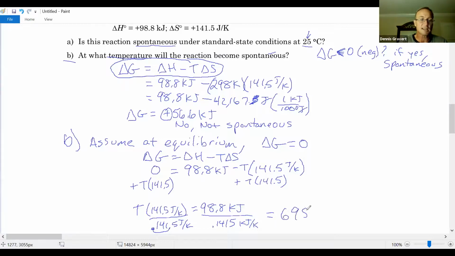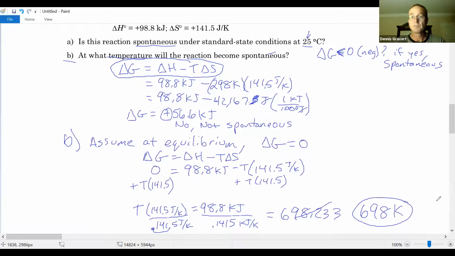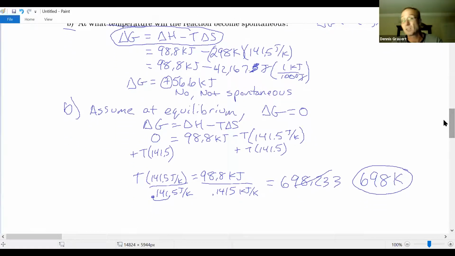I got 698.233, whatever. That's too many sig figs. We have 3 sig figs up here and 4 up there, so let's just carry 3. So 698 Kelvin is the break-even point. So at what temperature will it become spontaneous? Not at 698. That's when it's at equilibrium. So do you want to go a little bit higher or a little bit lower?